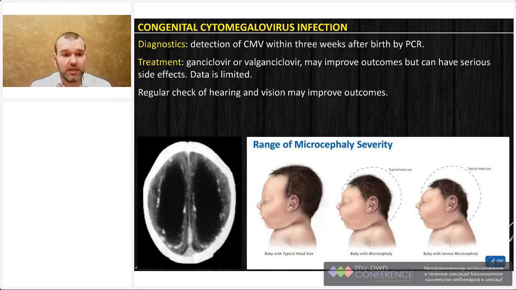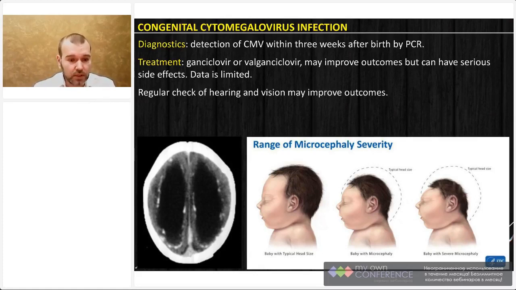So we have some data on the use of ganciclovir and valganciclovir to improve outcomes of congenital herpes, but again, it's very difficult to use drugs which are not approved for newborn kids, because usually it is a very complex procedure to get parents' permission, ethics committee permission, and others. So data is really limited, but some cases of improvement after that therapy are available. So maybe those drugs will be developed or modified for use in newborn kids, but nowadays treatment is absolutely limited or even absent in some cases in some countries.